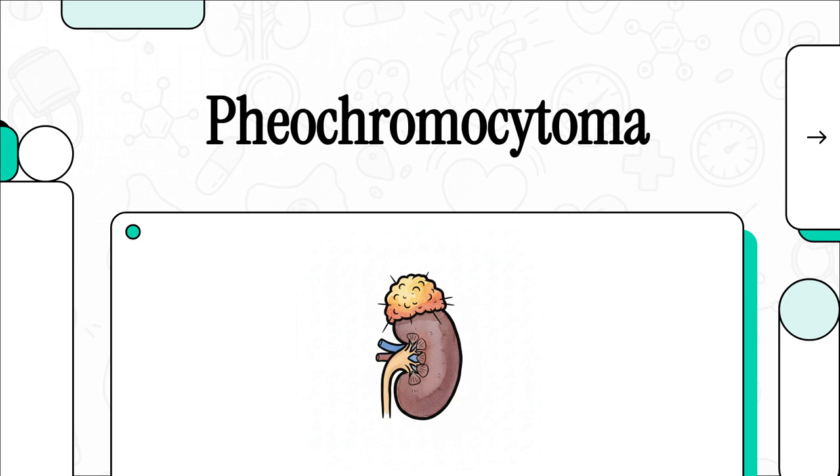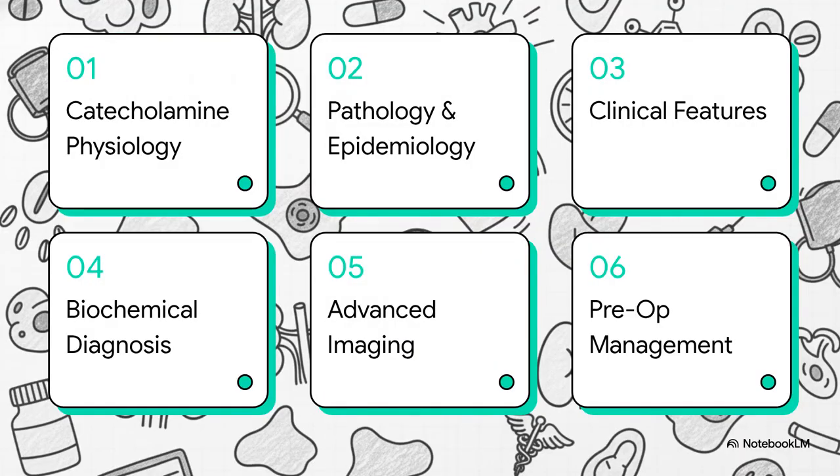We'll trace the journey of this tumor right from its neural ectodermal cellular origins all the way to the highly specific pharmacological sequencing you absolutely need in the operating room. So get ready for a dense, highly structured exploration of adrenal medullary physiology and pathology. Okay, let's dive right into our syllabus. We're breaking this complex topic down into 6 logical phases: catecholamine physiology, pathology and epidemiology, clinical features, biochemical diagnosis, advanced imaging, and finally pre-operative management.